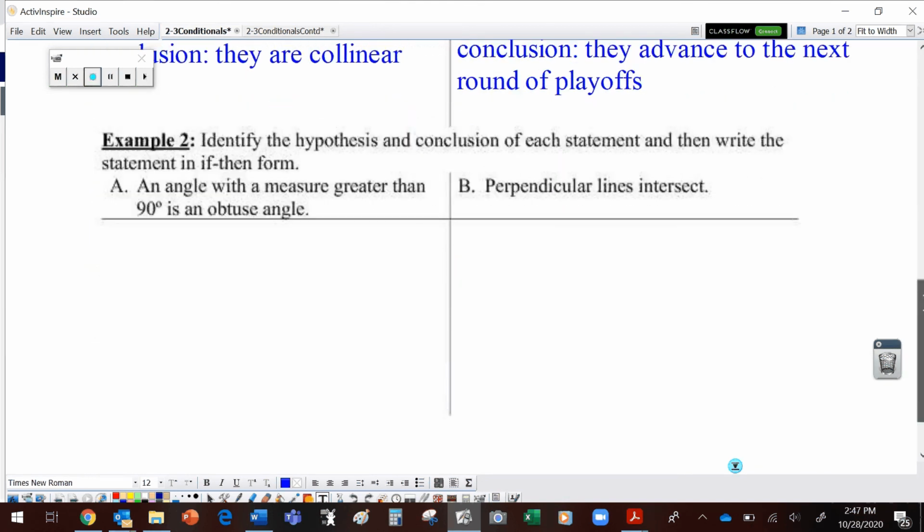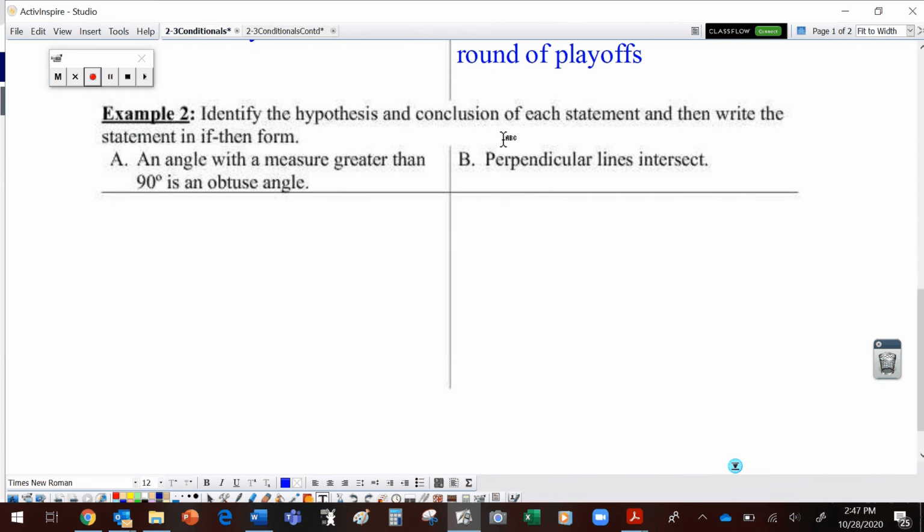Now identify the hypothesis and conclusion of each statement and then write the statement in if-then form. So we want to take whatever the statement's given to us as and rewrite it as if P, then Q. So the hypothesis here. We have an angle with a measure greater than 90 degrees is an obtuse angle. So the condition that needs to be satisfied is an angle has a measure greater than 90 degrees.